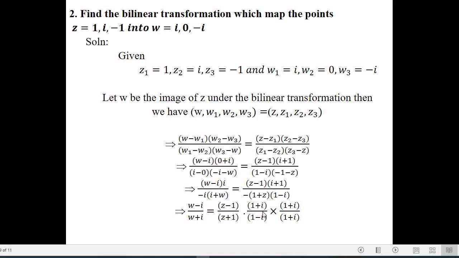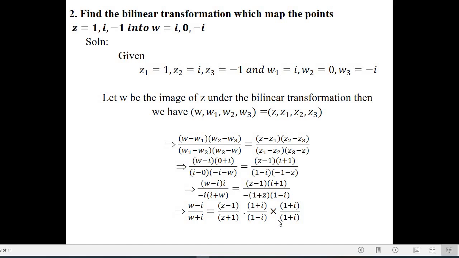1 plus i. Here in the denominator we have 1 minus i, what is its conjugate? 1 plus i. I have multiplied it with both numerator and denominator. If you observe the numerator, 1 plus i into 1 plus i, multiply these two terms. In denominator, multiply the complex number with its conjugate.